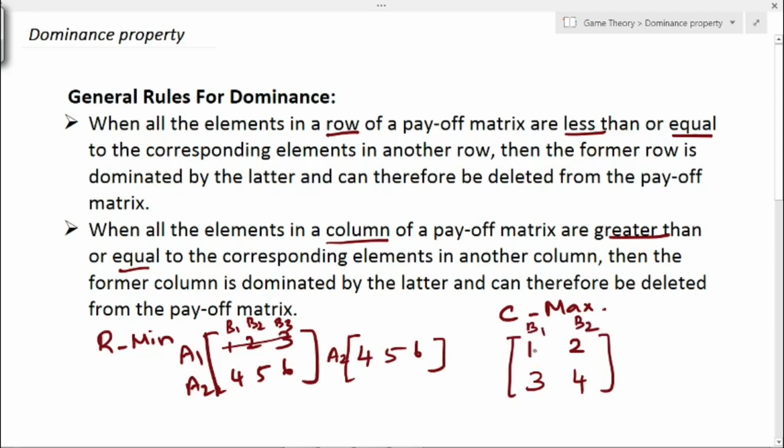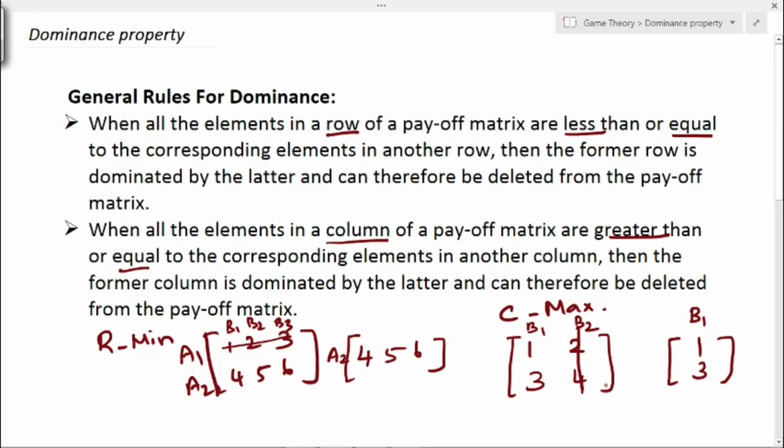Here the first column values are 1, 3 and the second column 2, 4. Comparing these two columns, the second column values are greater than the first column. So we have to delete the maximum column, that is the second one. 2 and 4 are the greater values, so we are deleting this. So the reduced payoff matrix is B1, that is 1 and 3. This is for player B. For player B, these values, 2 and 4, are the maximum loss. So instead of taking strategy B2, player B has to select strategy B1 to maximize his gain.